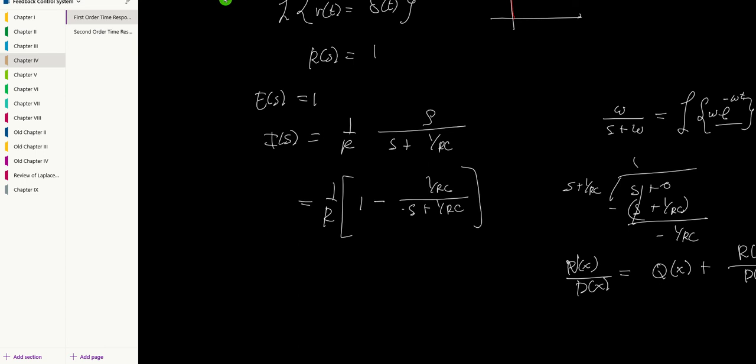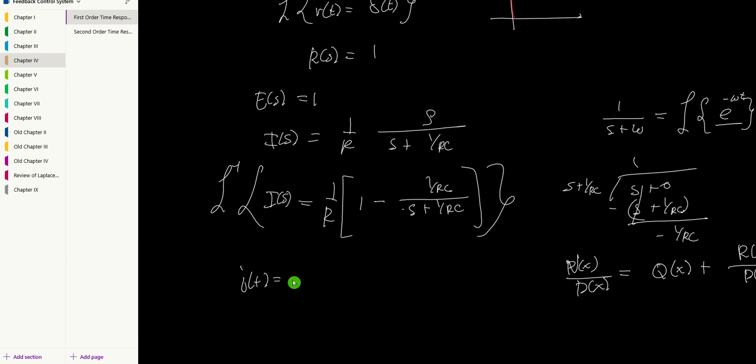Because we can rewrite this as 1. I'll just remove this, make it 1, so that this will also be 1 over s plus omega. So in our case, I can move this constant, and it will become 1 over s plus 1 over RC. We can now actually take the inverse Laplace of this. We can already take that.